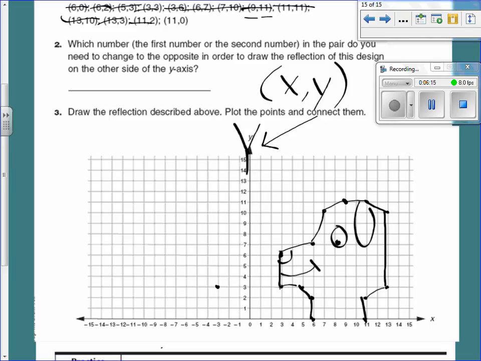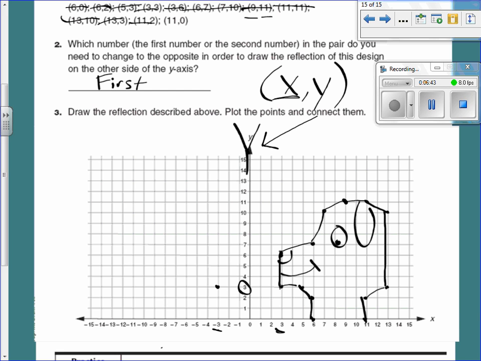So what number changed? Did the y-axis change? So did the second number change? Did this number change? No, it did not. On the bottom here, though, we went from having a 3 to a negative 3. That number did change. So the question says which number changes, the first number or the second number? The first number changes because that represents the x. This x, the first number, that's the number that's changing. So that's what's reflecting over the line.